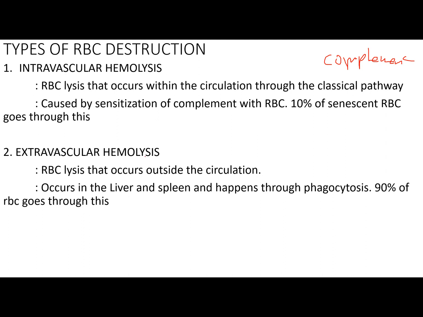While we have yung extravascular hemolysis, RBC lysis would occur outside the circulation. This would occur in the liver, the spleen, and happens through phagocytosis. 90% of RBCs goes through this. Very important tong extravascular hemolysis class kasi this allows the recycle or nare-recycle yung the one being recycled would be yung heme through this process. Kaya 90% of RBCs goes through this. So please copy.